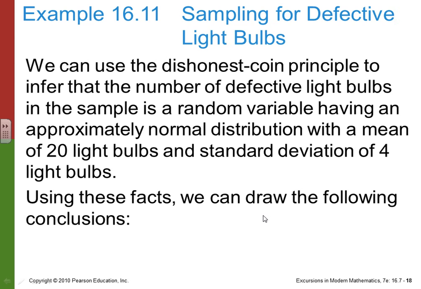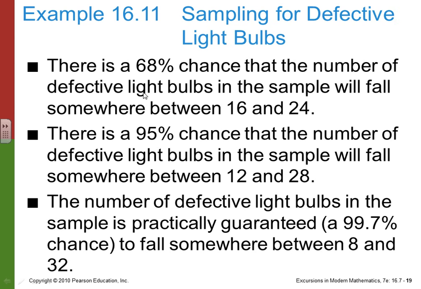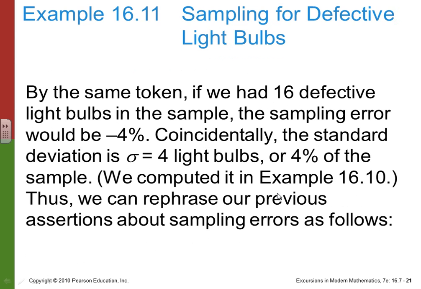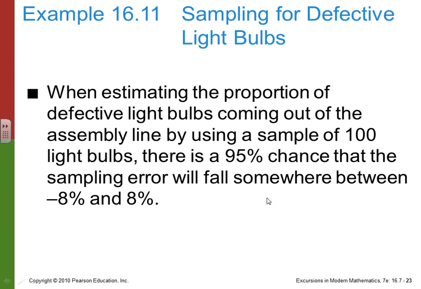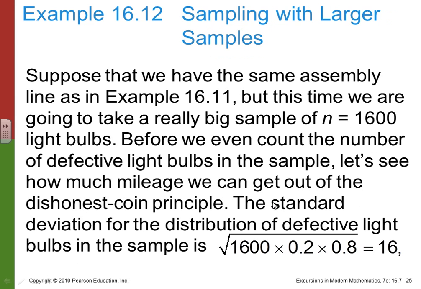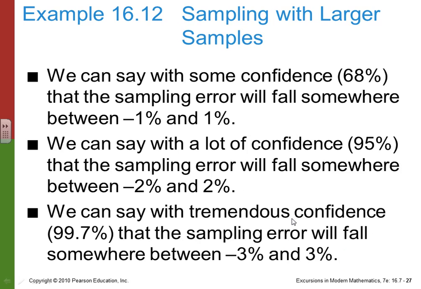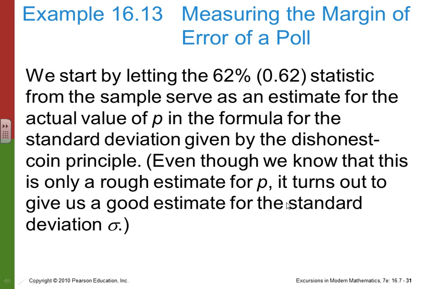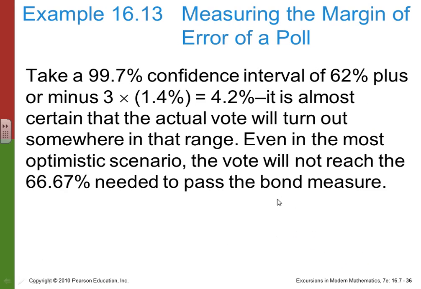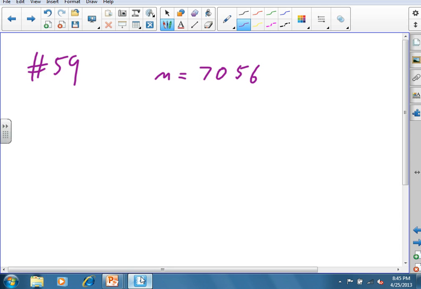Well, you should get 20 light bulbs that are bad. You get a 68% chance that you're going to fall within 1 standard deviation, 95% within 2, and so on. Defective light bulbs, 4 standard deviations. So for the sampling of the light bulbs, the standard deviation is the square root of the number you have, times the probability of it being defective, times the probability of it not being defective. The larger the sample, the better off you are. I think we're done. We're done? Excellent. Back to homework problems.